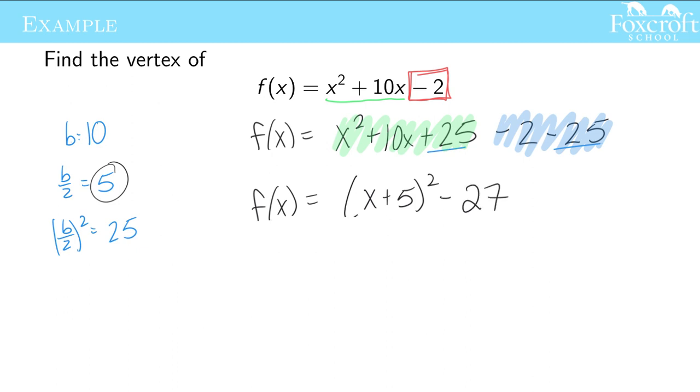So that's completing the square. Same steps of dividing by 2 and squaring it, but then we have to do this other thing of subtracting that number as well. And then now we can find our vertex is negative 5. That's the opposite of the 5, minus 27. All right, so this is how you find the vertex when you're not given vertex form.